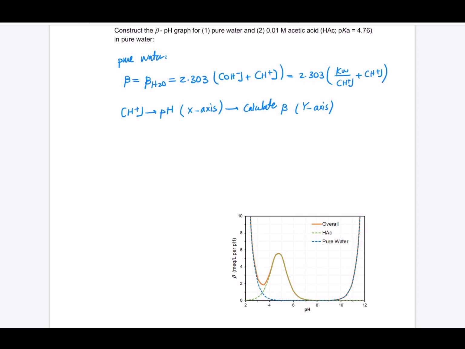So if we have pure water, or let's put it this way, if we have a weak acid, then beta would be beta of, let's say, HAc, and we know this would be 2.303, alpha 0, alpha 1, the total concentration of A, or a little bit of expansion, this would be 2.303 times H plus Ka over H plus plus Ka, the total.